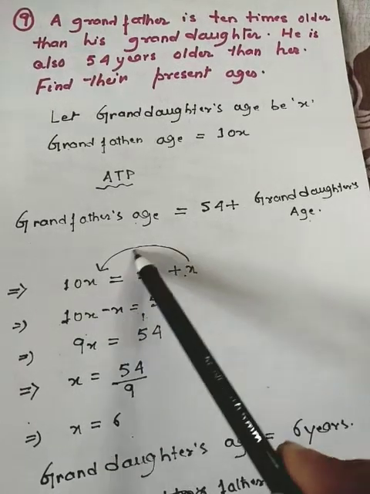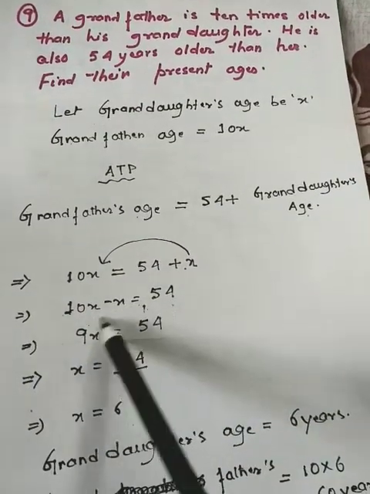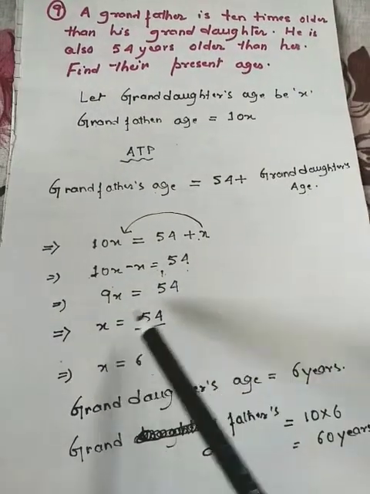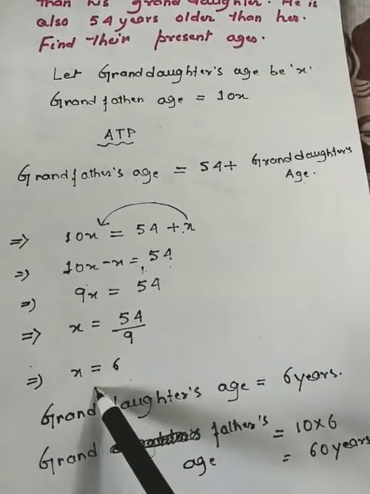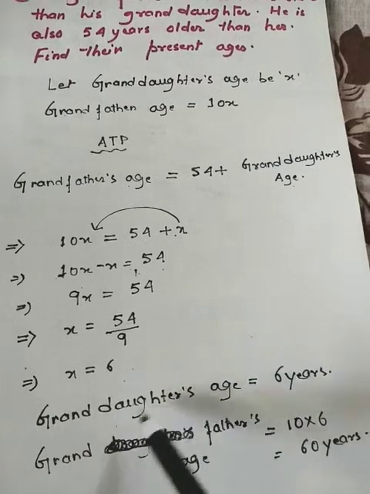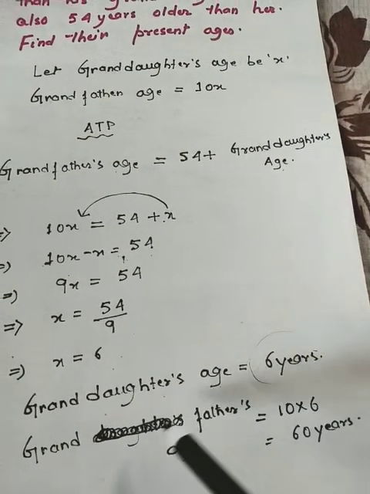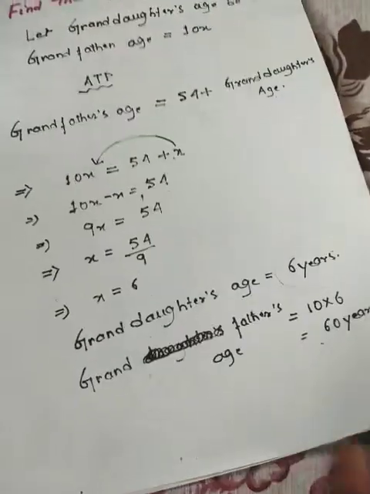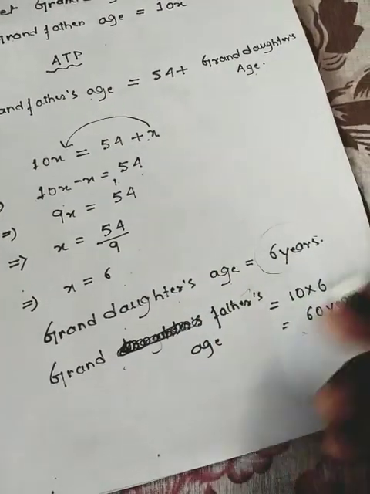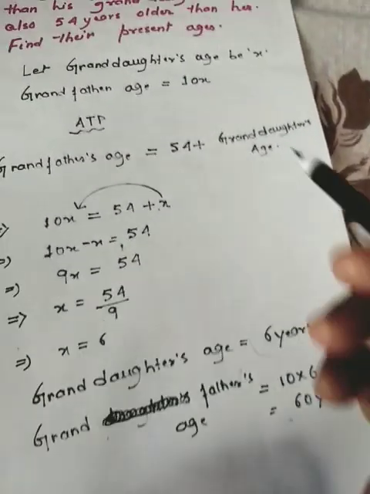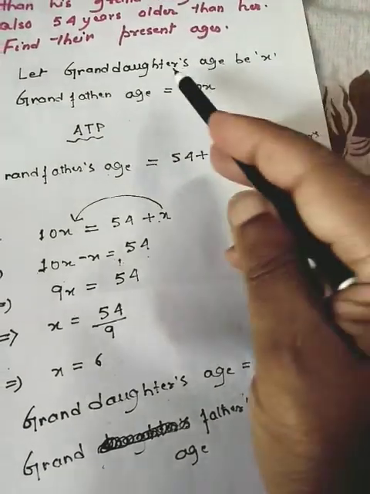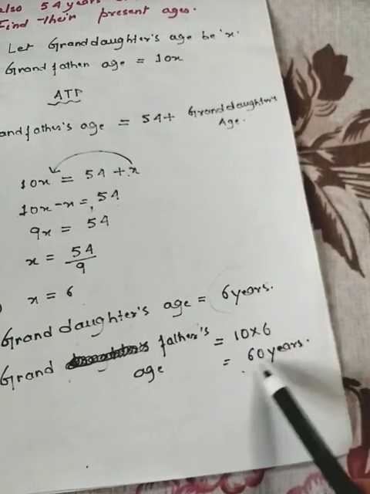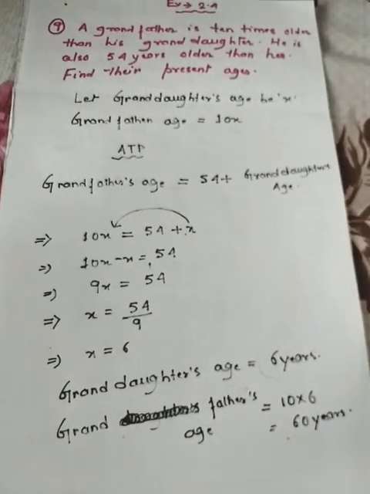Now we'll transpose the x to the left hand side. So it will look like this. 10x minus x is 9x equals 54. So x equals 54 by 9. x equals 6. That means the granddaughter's age is 6 years, and the grandfather's age would be 10 into 6, because it was 10 times the granddaughter's age. So if the granddaughter is 6, the grandfather's age will be 10 into 6, that is 60 years. Okay, I hope it was easy.